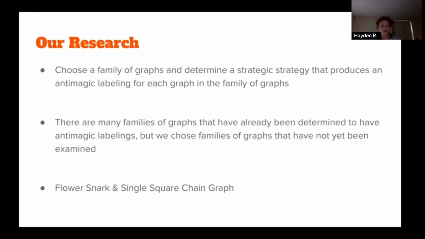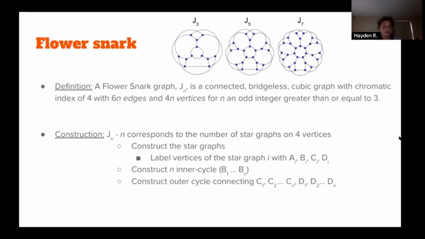So I decided to research the flower snark graph, and Victoria decided to research the single square chain graph. So now to get into my research a little bit. I examined the flower snark graph, and you can see those graphs at the top of the page. To define it, a flower snark graph is J sub n.